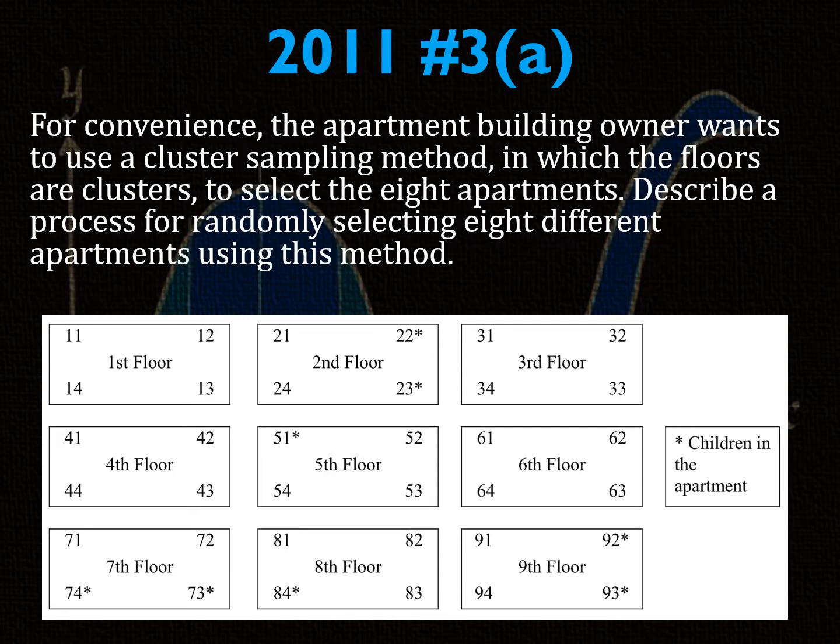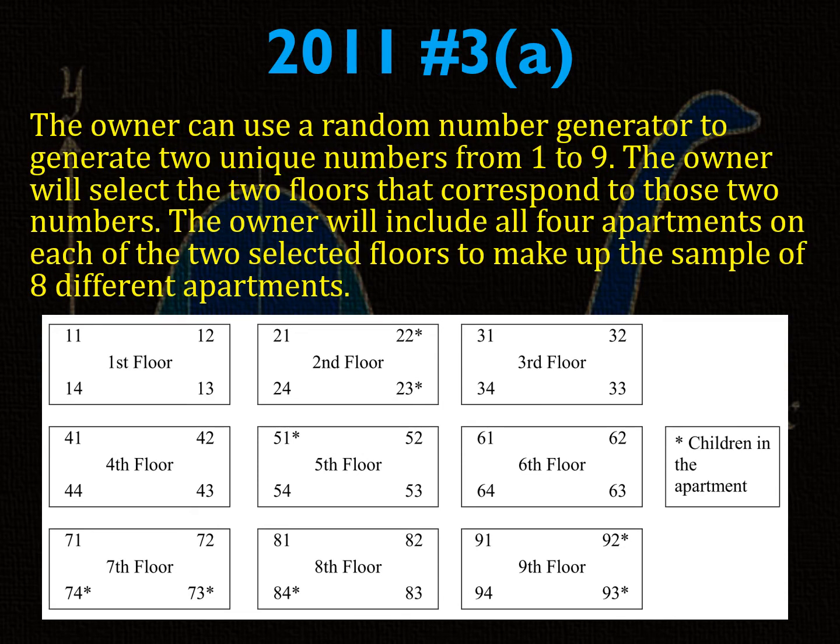Part A, for convenience, the apartment building owner wants to use a cluster sampling method in which the floors are clusters to select the 8 apartments. Describe a process for randomly selecting 8 different apartments using this method. So if you recall, a cluster sample is when you randomly select from all groups and then you take every member in the randomly selected group.